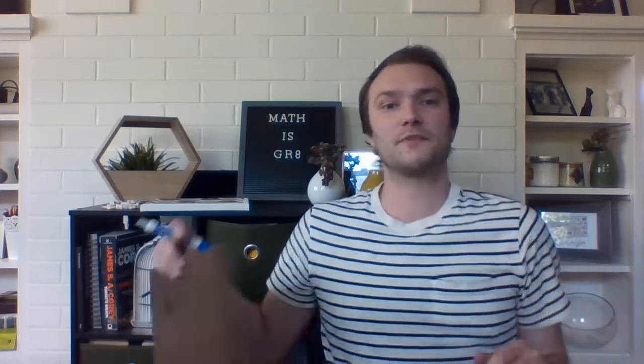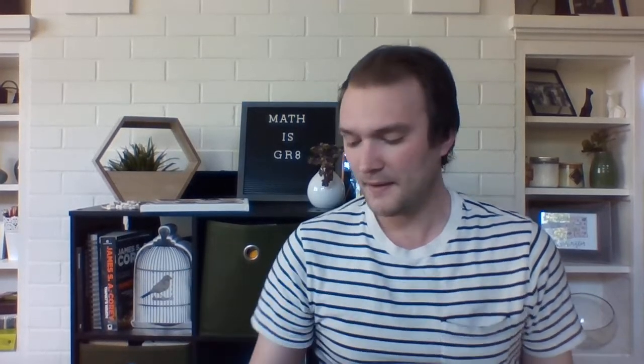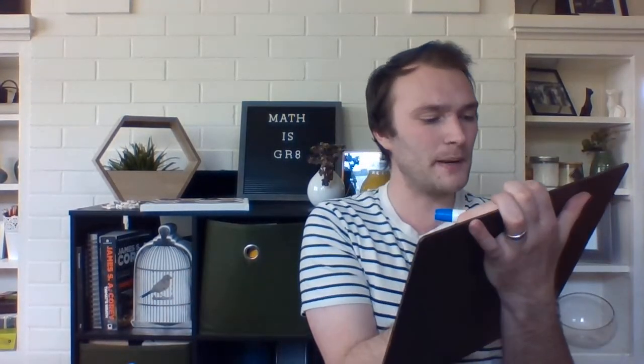So looking at question number 6, an ant walked around a rectangular garden. One side of the garden was 16 feet long, the other side was 23 feet long. So before I even look at any of the questions, I'm just going to go ahead and draw that on my whiteboard.